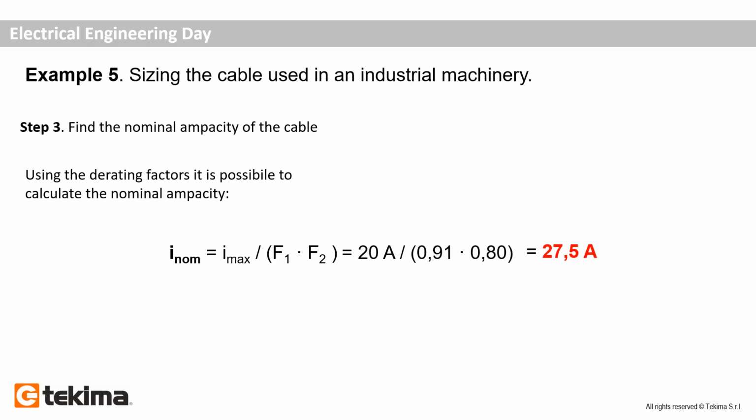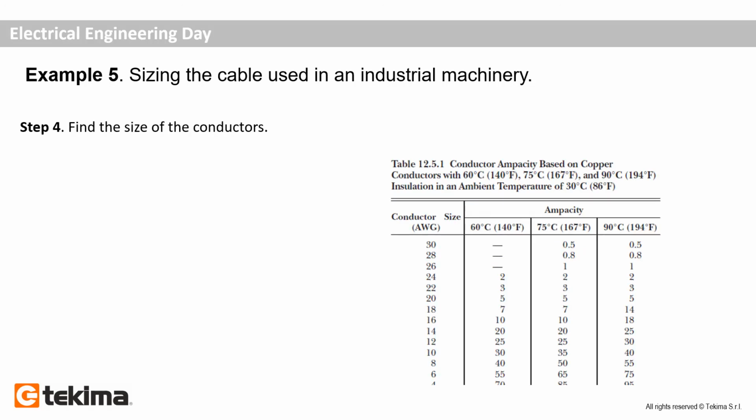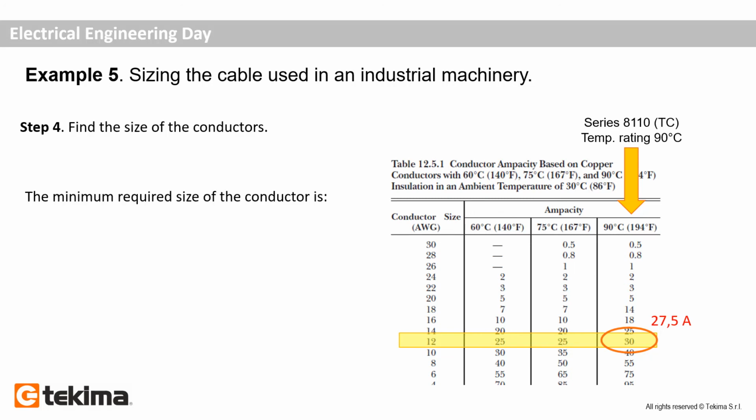Looking up the nominal ampacity of 27.5 amperes in the ampacity table contained in the standard for a temperature rating of 90 degrees, we find that the closest higher value will be 30 amperes, which corresponds to a 12 AWG size. So the minimum required size of these conductors will be 12.